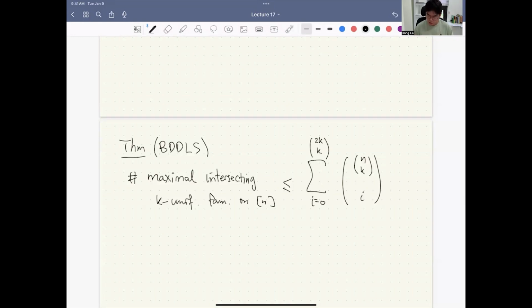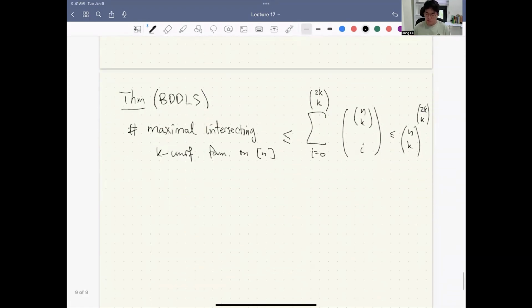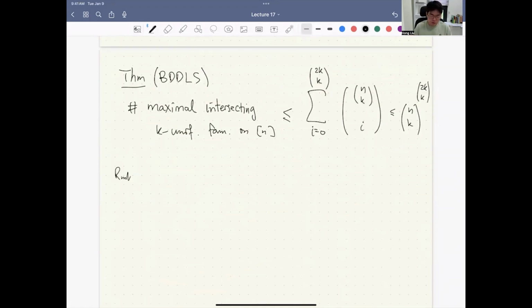So we're going to prove this bound, but let's keep in mind this bound is at most, if you want to write it in the simpler form, n choose k to the power 2k choose k. And one remark is that this is indeed much smaller. Let's imagine for a moment, if we think of k as bounded and n grows to infinity.